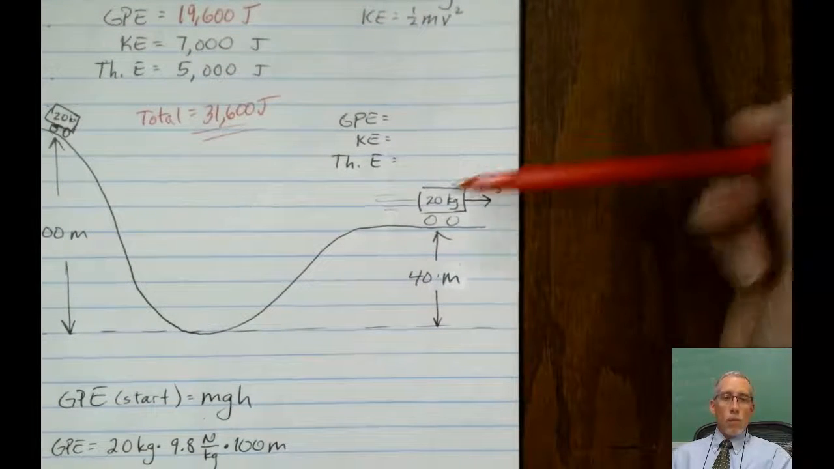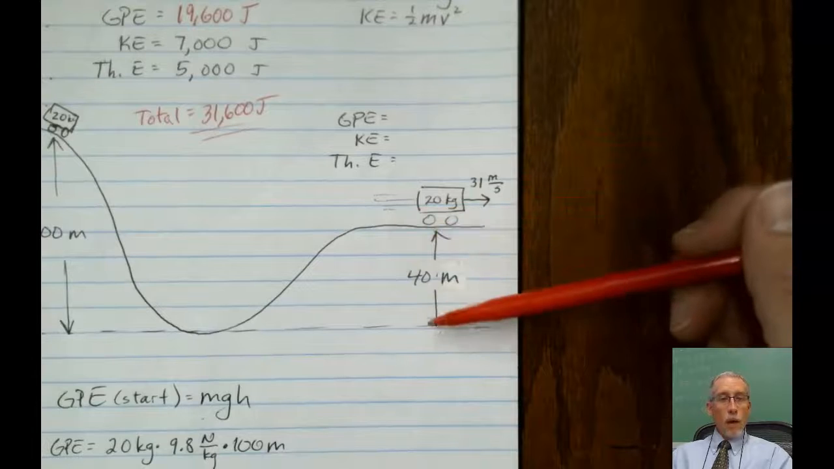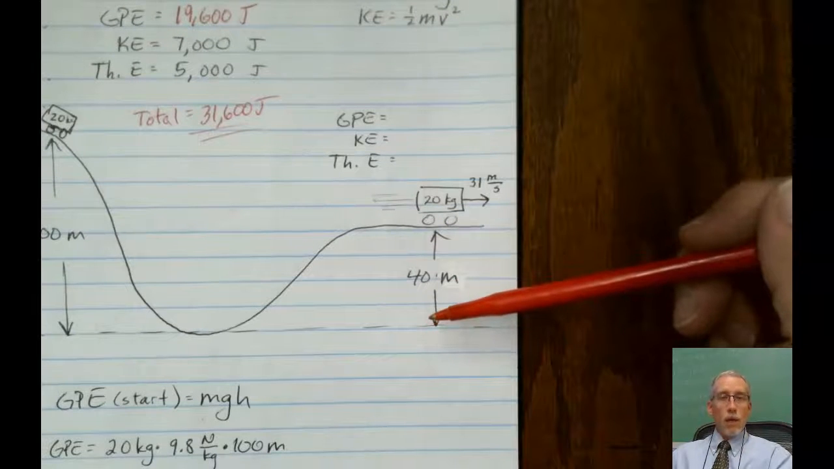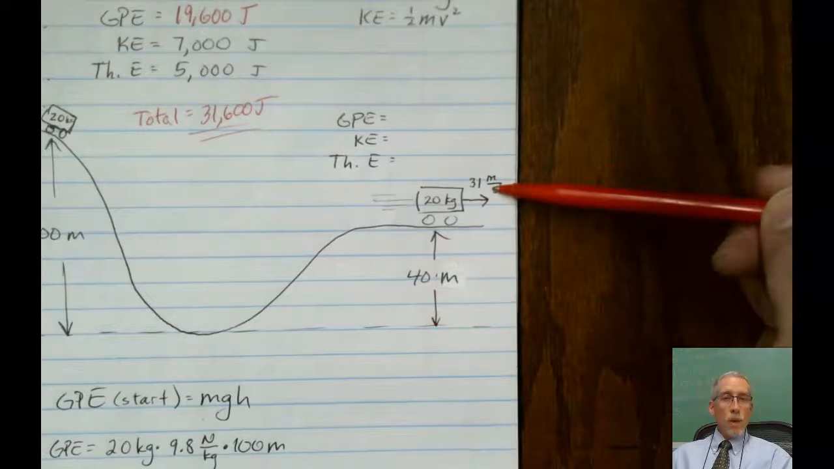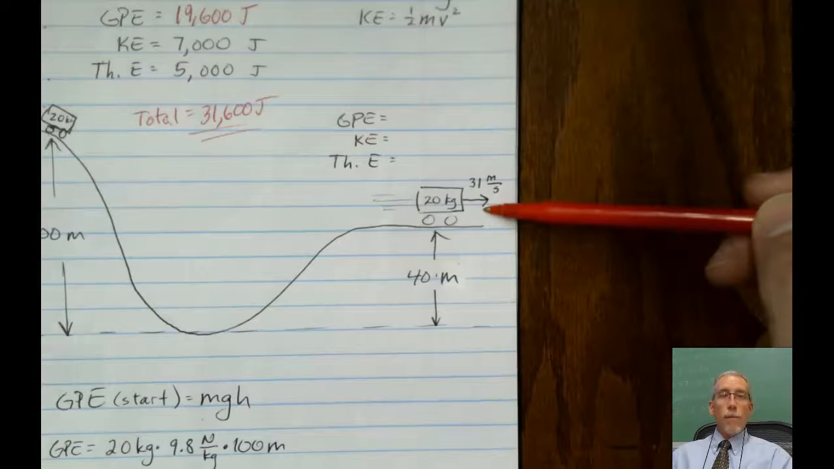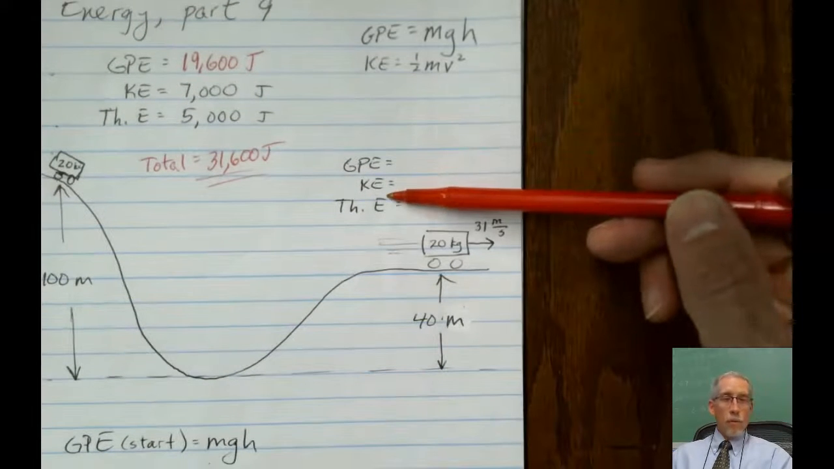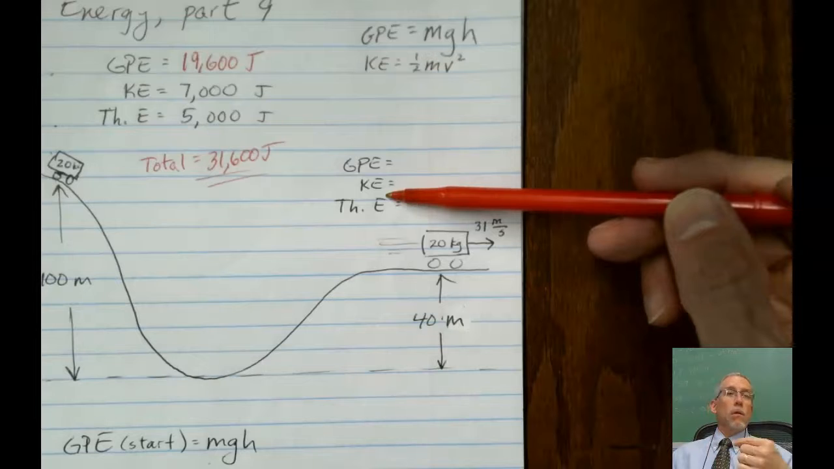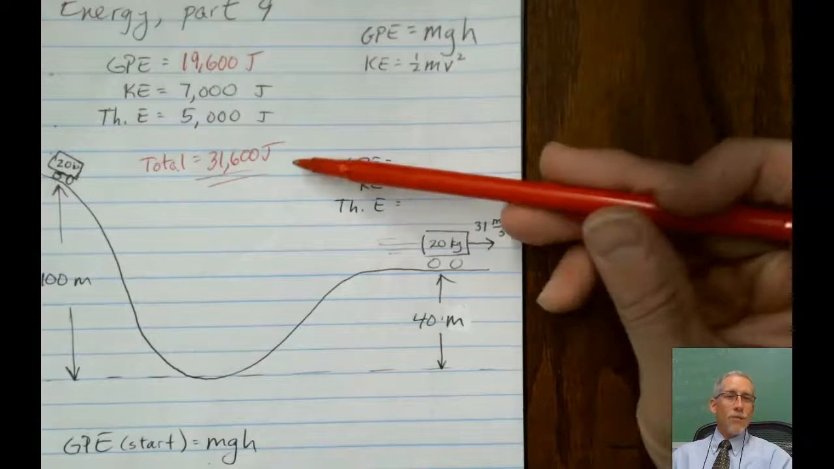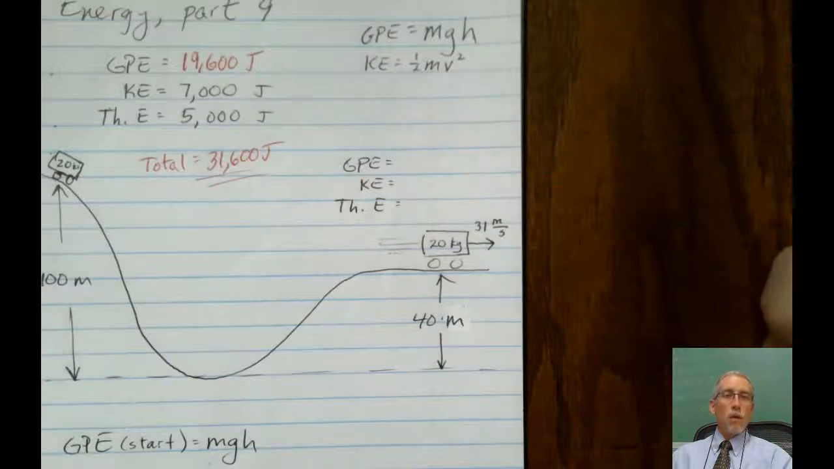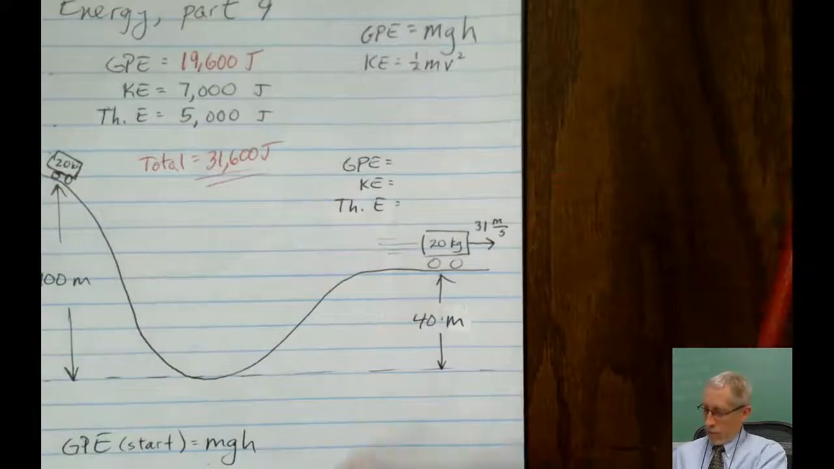So what do we know here? Well, down here we're given the height, which allows us to find GPE again. We're also given the speed, see the 31 meters per second. That allows us to find the kinetic energy. We do not have a formula for thermal energy, so it will be the rest of the energy that makes a total of 31,600. So we have to do it last, okay?